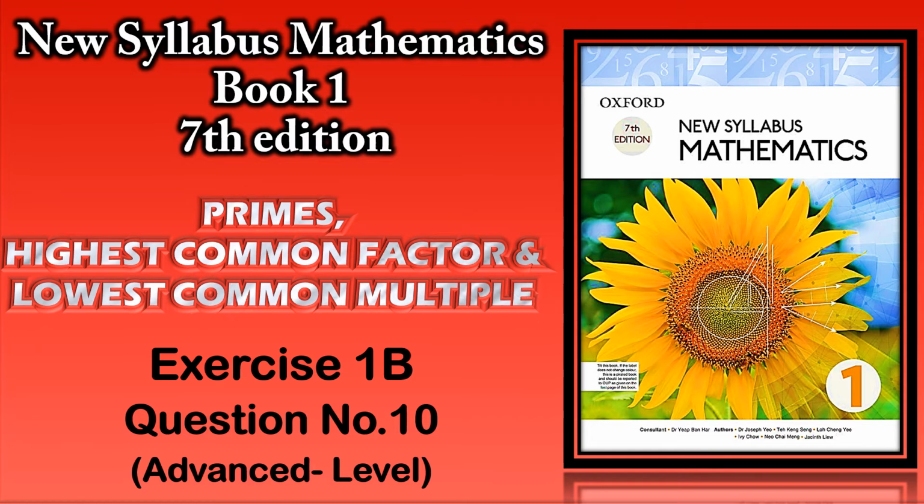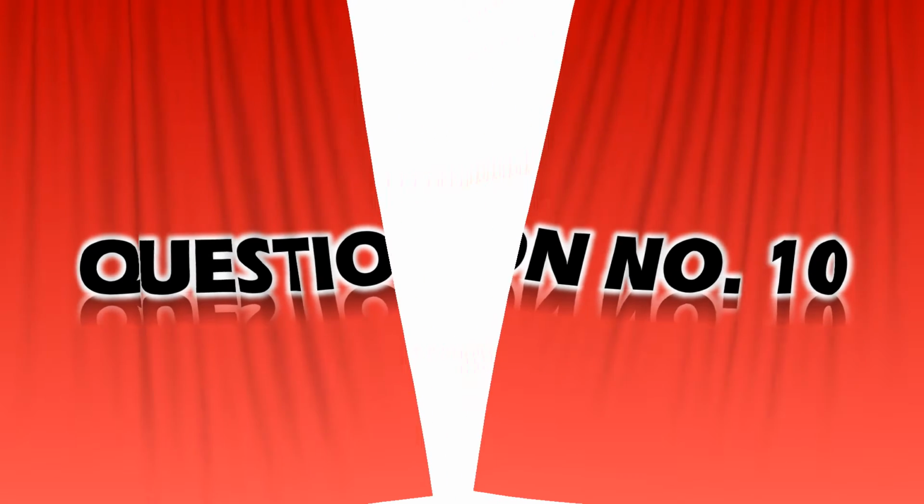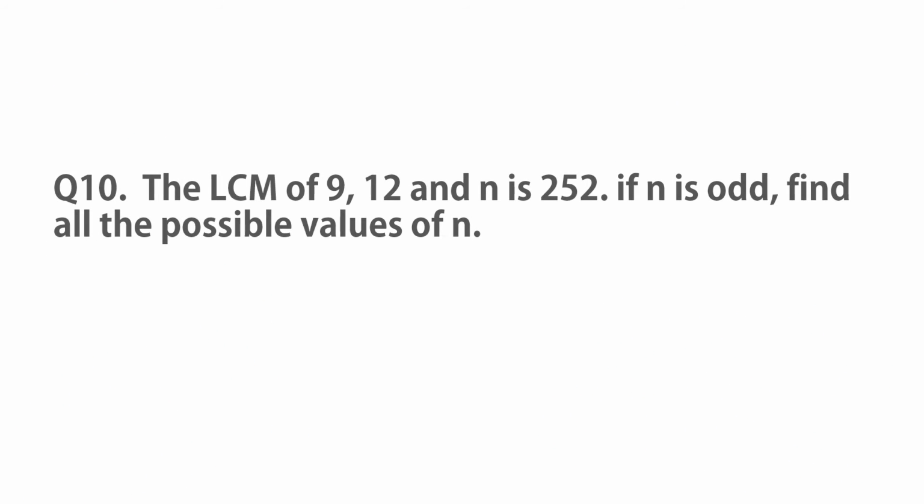New Syllabus Mathematics Book 1, 7th edition, Chapter 1, Primes, Highest Common Factor and Lowest Common Multiple, Exercise 1B, Question number 10, Advanced Level. Question number 10. The LCM of 9, 12, and n is 252. If n is odd, find all the possible values of n.